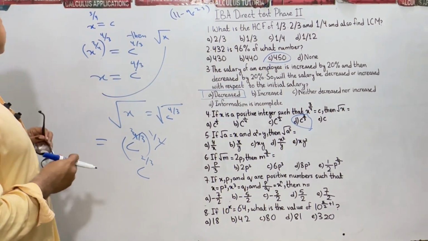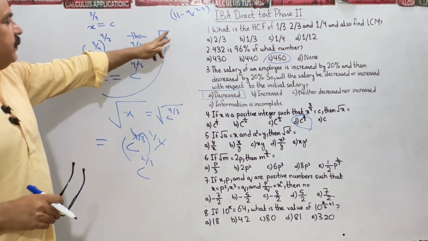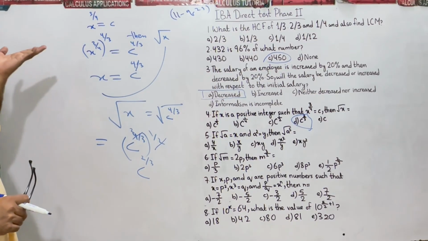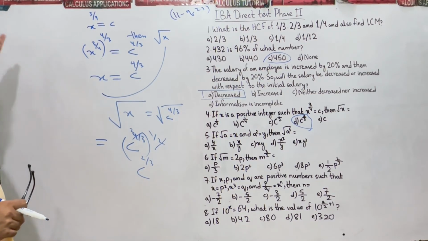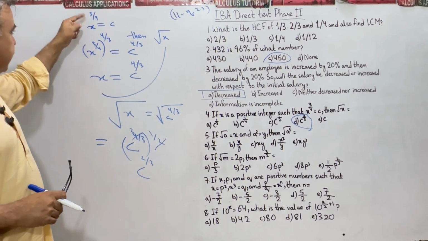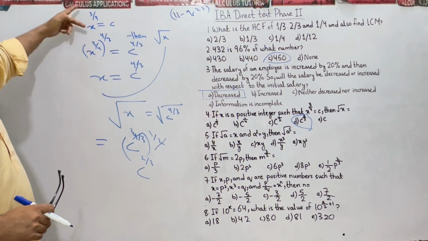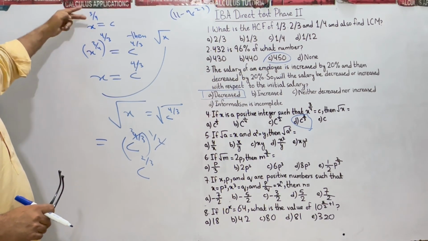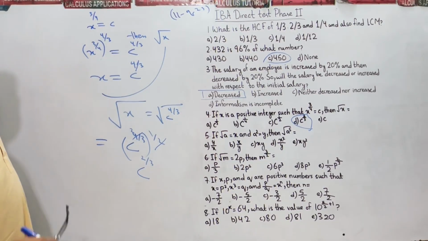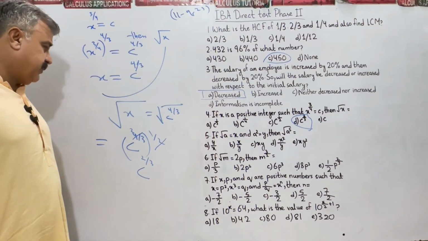Here I have given x raised to 3 over 4 is equal to c, and we are asked to calculate root x. For this calculation, we need the straightforward value of x. We have to get rid of this 3 over 4 by taking the multiplicative inverse of the power. Reciprocal of this power becomes 4 over 3. I have taken 4 over 3 on both sides. The 3 cancels, the 4 cancels. So I have x is equal to c raised to 4 over 3.